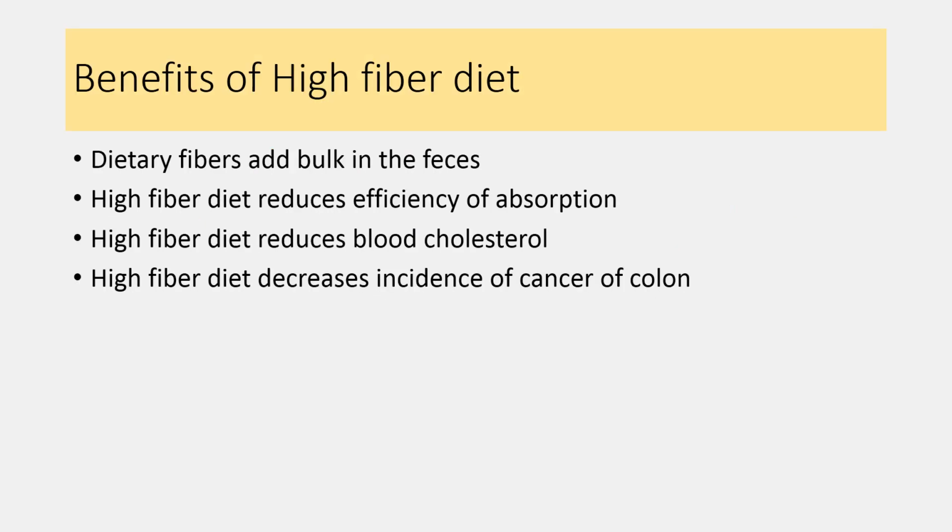Benefits of the high fiber diet: dietary fibers add bulk to the feces, so it is helpful in patients with constipation. High fiber diet reduces efficiency of the absorption of nutrients, so it is useful in patients with metabolic disorders associated with overnutrition. It reduces blood cholesterol and decreases incidence of cancer of colon. So we must include a sufficient amount of fiber in diet to obtain all these health benefits.